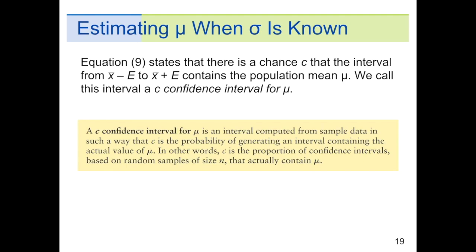So we want to know how confident we are that our mean is between these two border points, is within this range. A C confidence interval for mu is an interval computed from sample data in such a way that C is the probability of generating an interval containing the actual value of mu. In other words, C is the proportion of confidence intervals based on random samples of size n that actually contain mu.